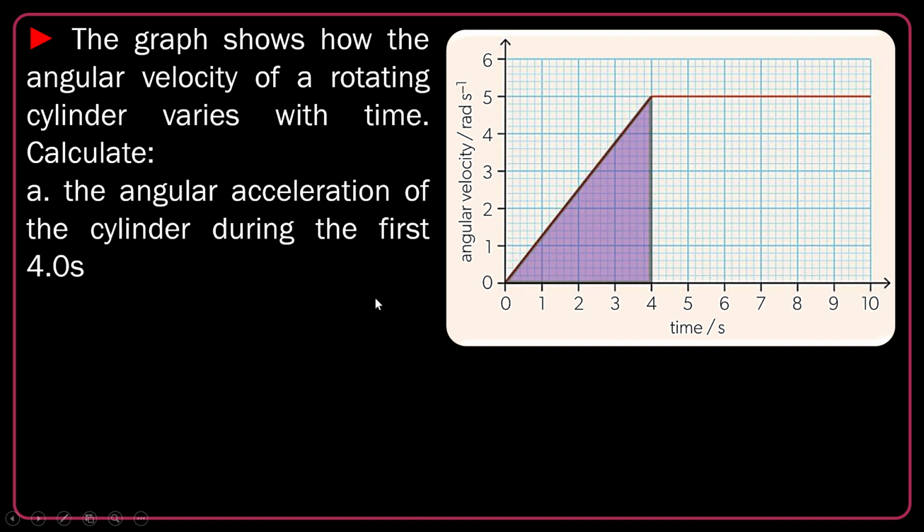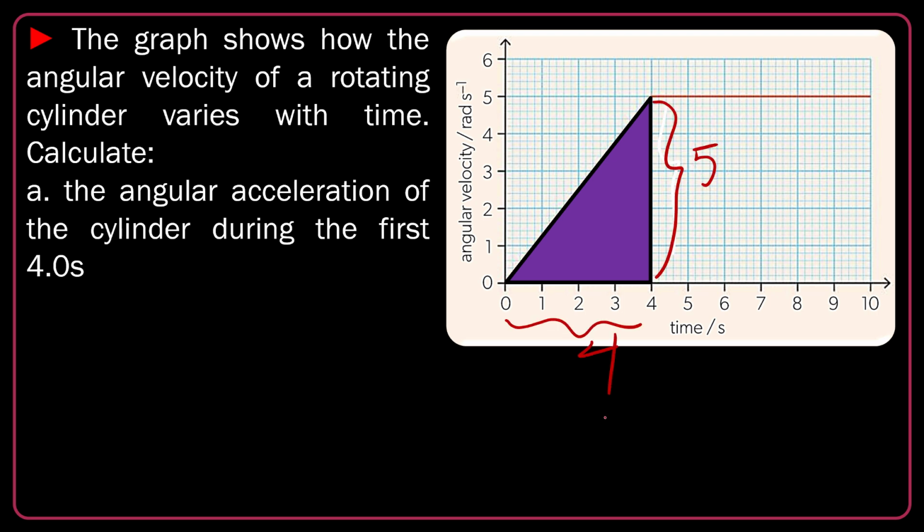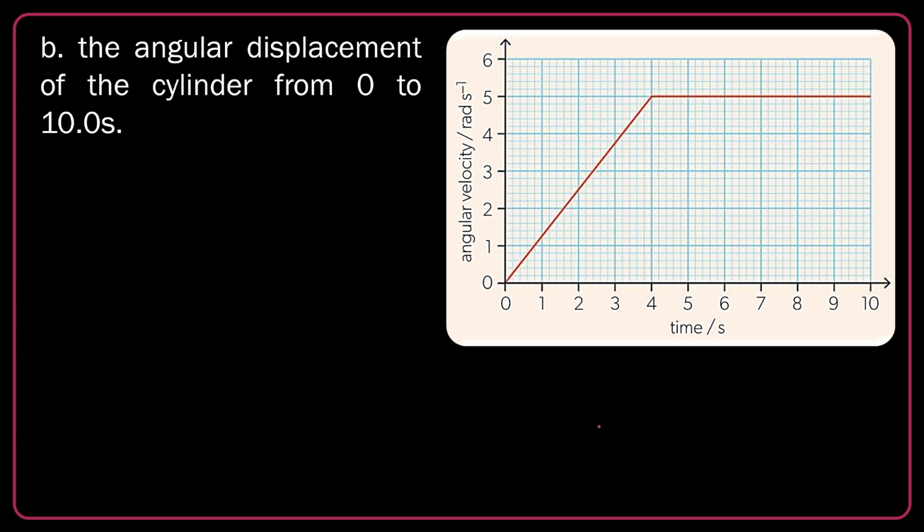To find the slope, we can establish a right triangle. Vertical divided by horizontal will be the angular acceleration. So vertical is 5 and the horizontal is 4. So the angular acceleration is 5 over 4. Done. Part B. The angular displacement of the cylinder from 0 to 10 seconds.